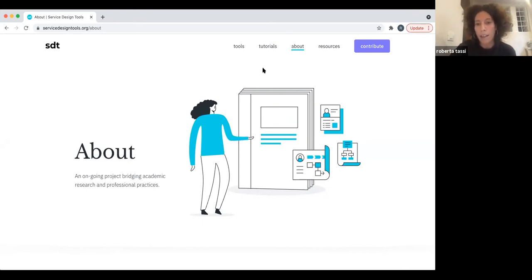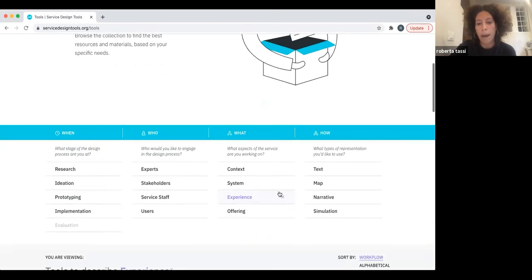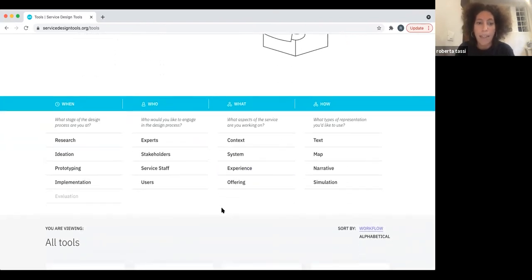So the idea was to really give this knowledge back to the community, and doing it by basically representing all the different tools and experiences that people were discussing in that moment. And the collection is structured around a taxonomy that tries to guide the audience of the platform in browsing the collection, because we can use different techniques, different visual representations and models in order to discuss different aspects of the service, in order to engage different kinds of people in the conversation, in order to support different steps of the design activity.